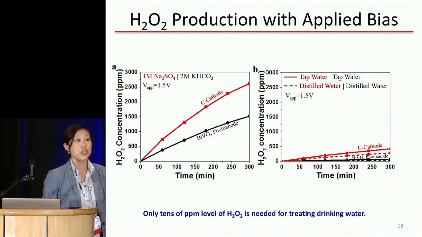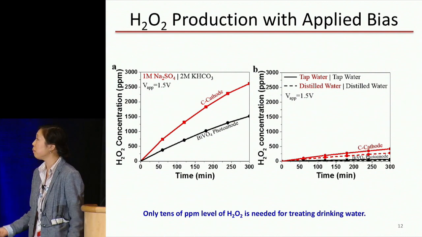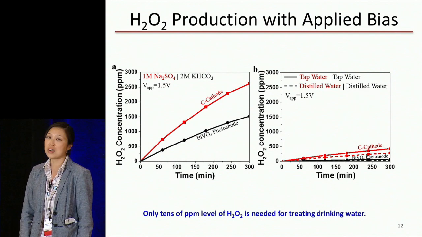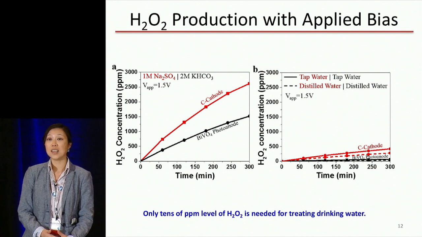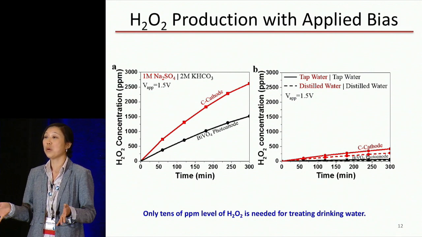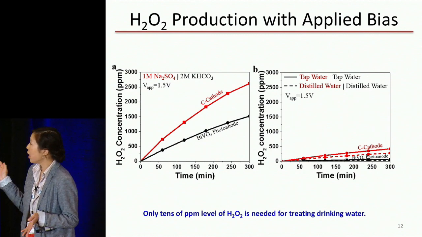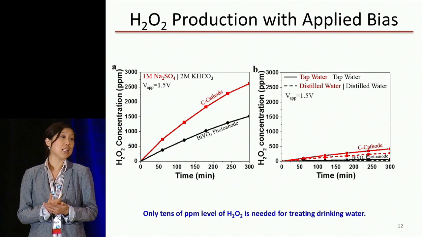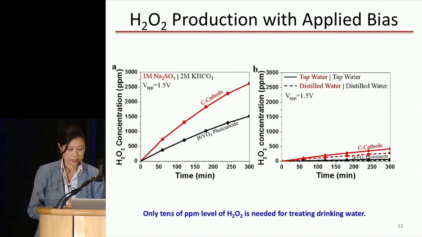If the goal is to produce hydrogen peroxide, we can also apply a bias. So if we apply 0.5 V bias, we can actually accumulate hydrogen peroxide to the thousands of ppm level. And the really exciting thing is this also works on tap water. So if you just put in tap water, apply 1.5 volts, it can also generate hundreds of ppm. For water disinfection, we only need tens of ppm. So it's not a very high requirement.